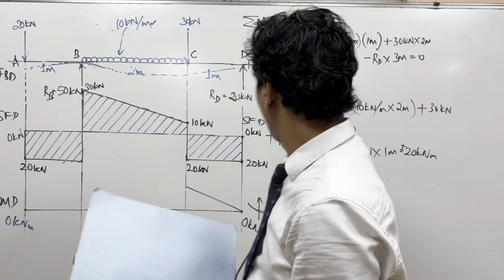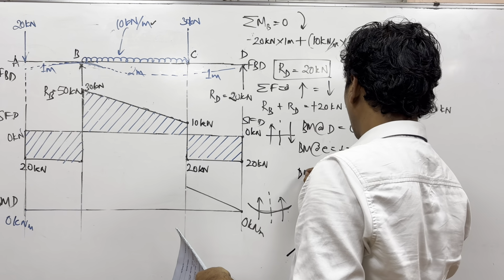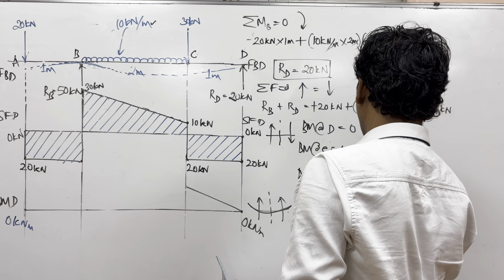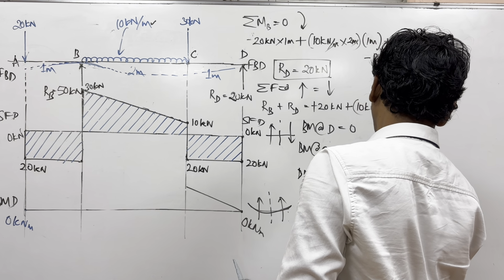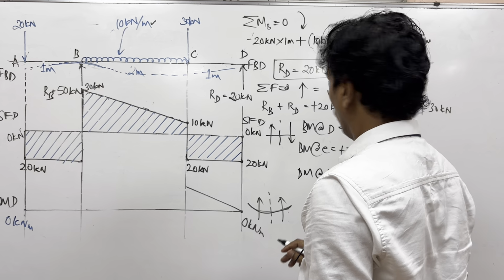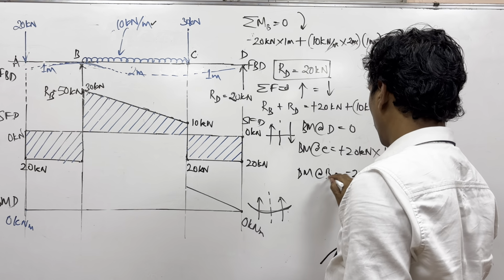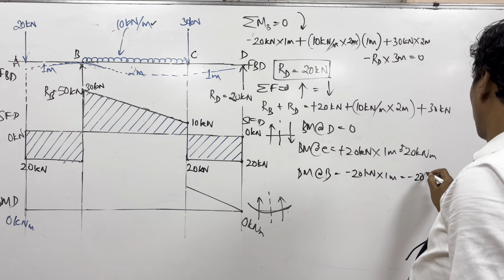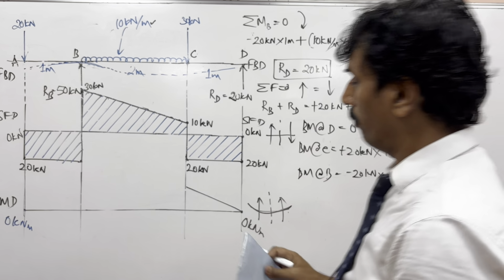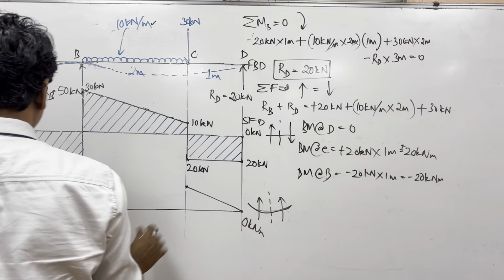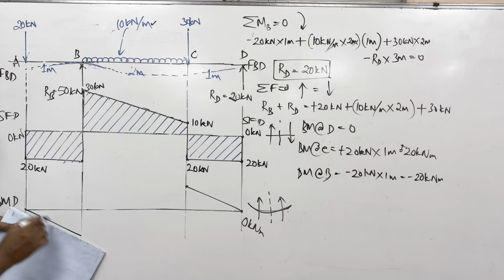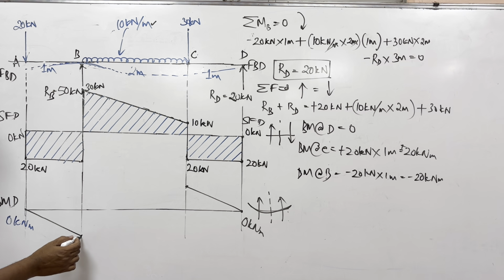And then as you come from here to here, how much is this? It is minus 20. So bending moment at B is actually minus 20 kilonewton meter into 1 meter. So sorry, B. So it is minus 20 kilonewton meter. So it goes from here, you see positive, you are seeing negative here, and you join with the line here.